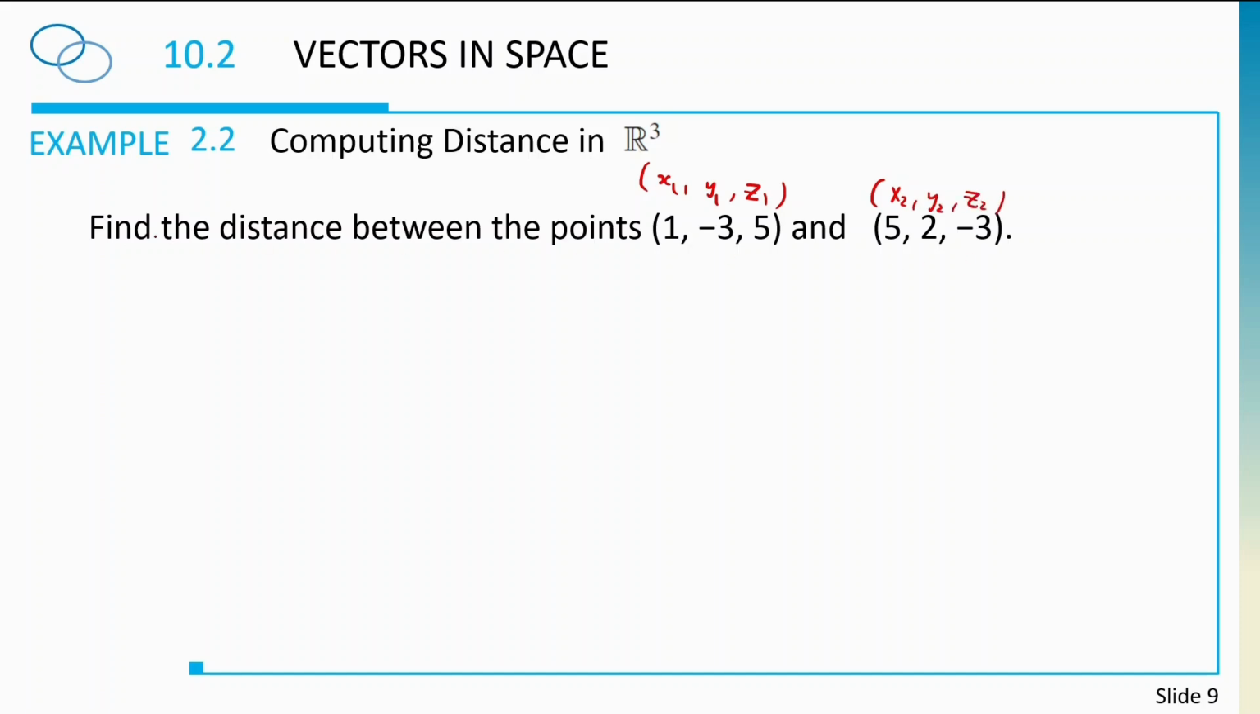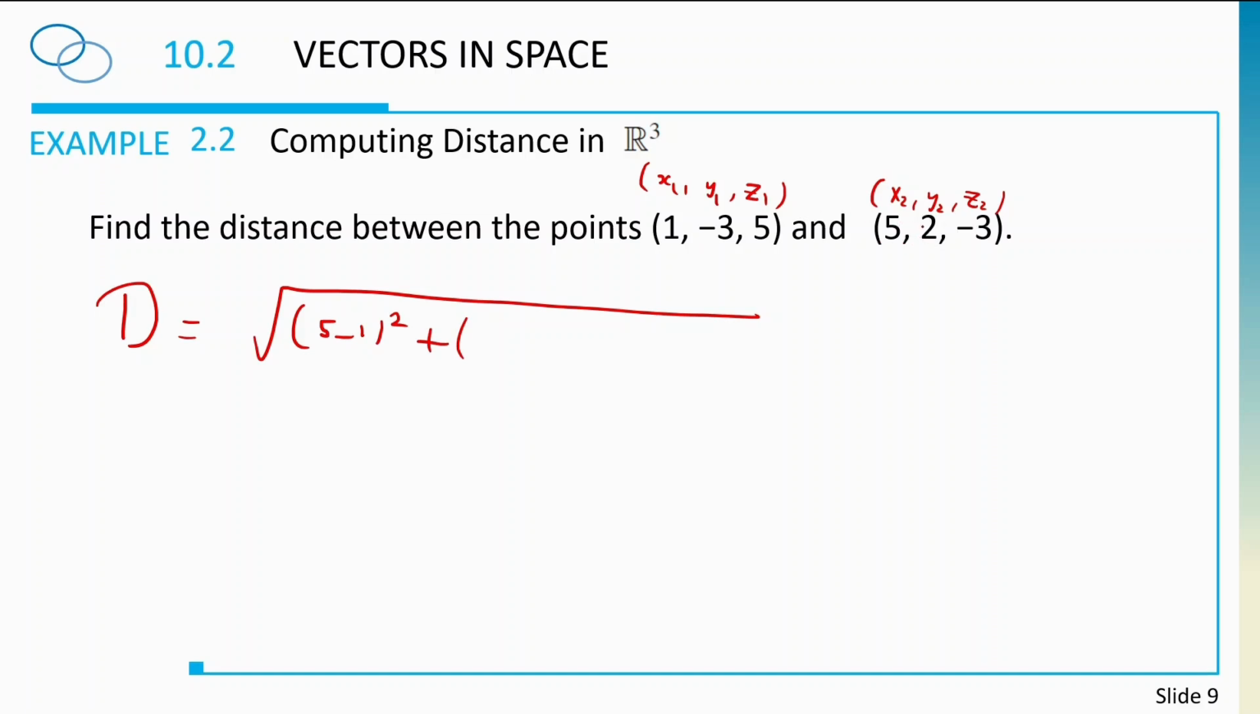So the rule says what? How do we find the distance between these 2 points? It's the square root of delta x squared. See what's delta x? I'm changing the x: 5 minus 1 squared, plus delta y.